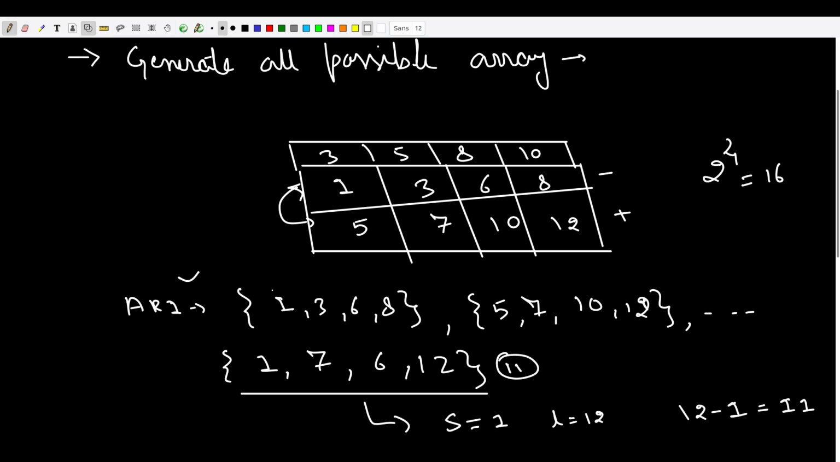Similarly, there would be other arrays. So for instance, here from 8 minus 7, so 7 is what we can obtain from here, right? Similarly, from here the highest is 12 and the lowest is 5, so 12 minus 5 is 7, so 7 can be obtained from here.